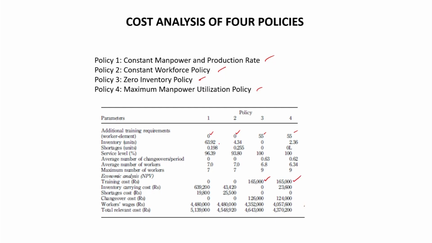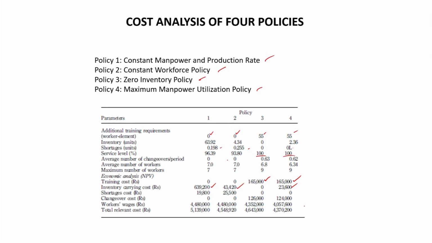Second, inventory cost. In this case, there is no inventory, but in these cases we are having inventory of 63.92, 4.34 and 2.36, and by taking a rate of 100 rupees per unit per year, this is my inventory carrying cost. And in the same manner, there are shortages. In this case, shortages are not allowed. So, like this, we are presuming that we are getting a service level of 96.39, 93.8, and in this case, because there is no shortage, we are having a service level of 100%.